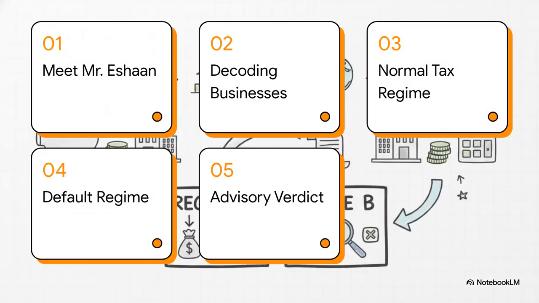So, here's our game plan for today. First, we'll meet our client, Mr. Ishan. Then, we'll decode his two businesses, take a hard look at the normal tax regime, explore the default regime under 115BAC, and finally, deliver our advisory verdict. We've got a solid structure to tackle this, so let's get moving.